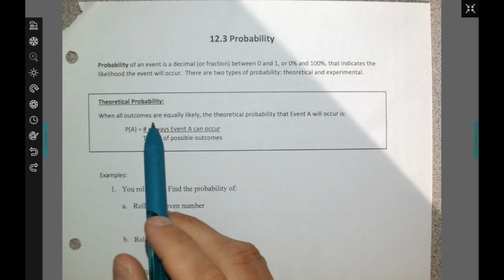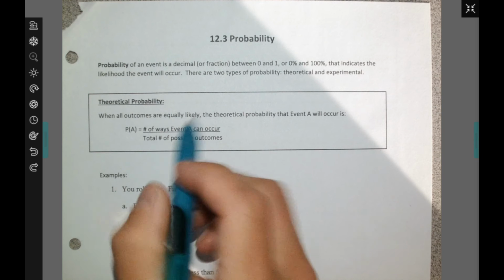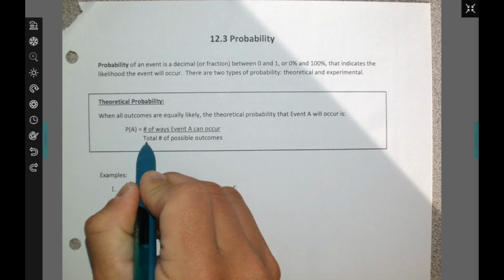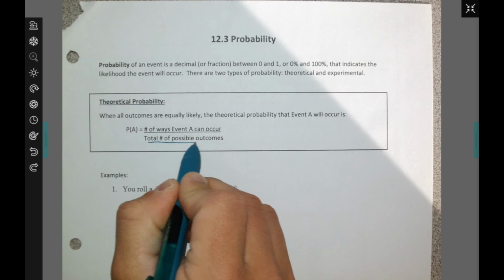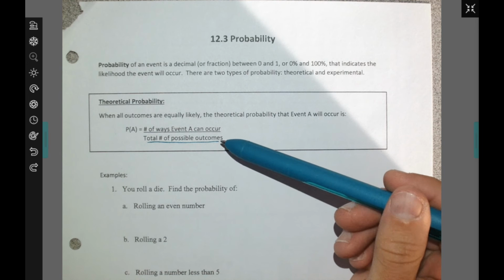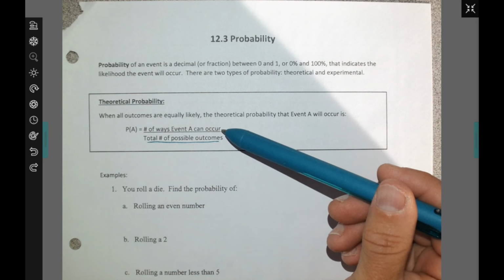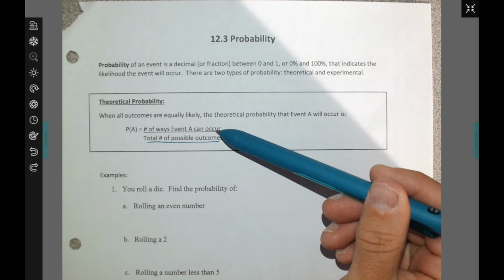So for theoretical probability, key to the problem is first we need to figure out the total number of possible outcomes that could occur, and those go down below. You're always going to have a fraction set up here. The total number of possible outcomes goes down below, and then the number of ways that the event we want to occur can happen goes up top.